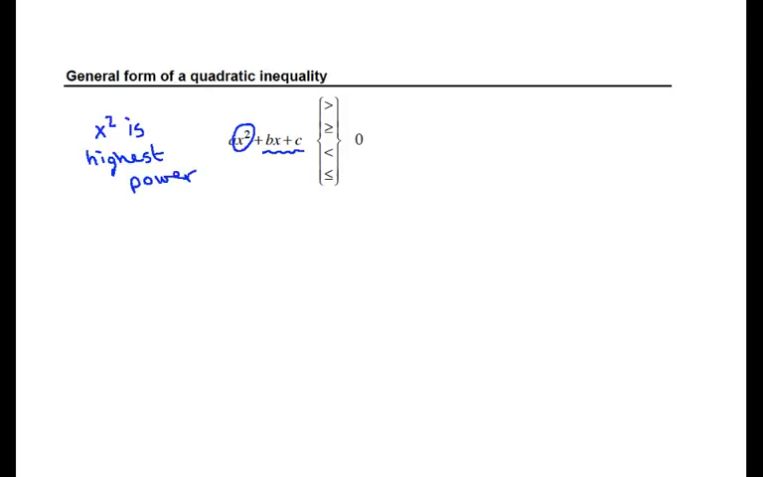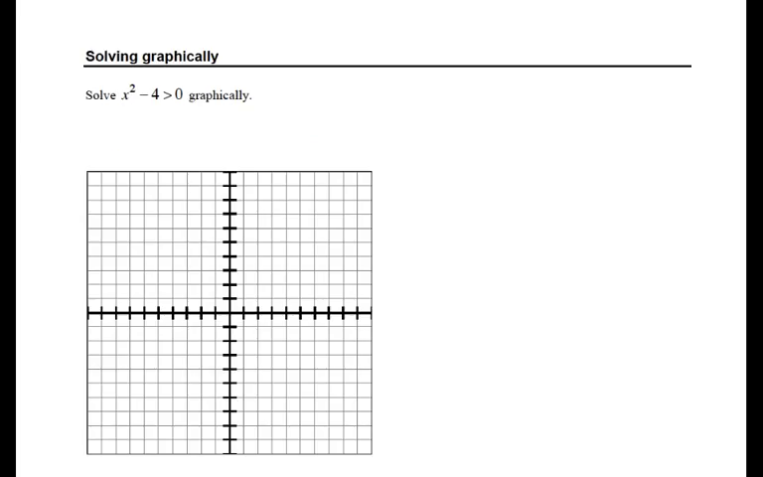For example, let's take a look at the inequality x squared minus 4 is greater than 0. We recognize this as a quadratic inequality because the highest power is x squared. We're going to solve this graphically.